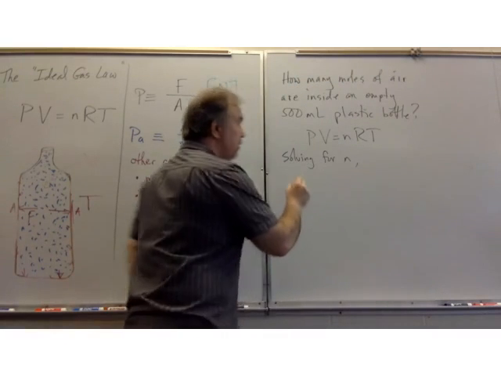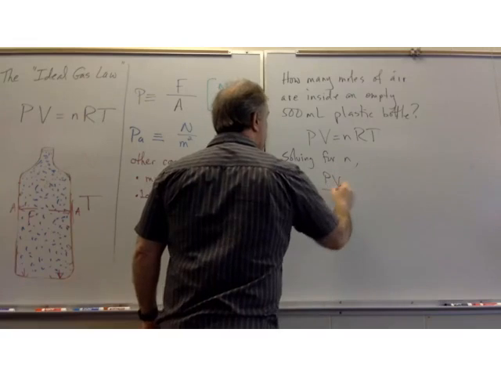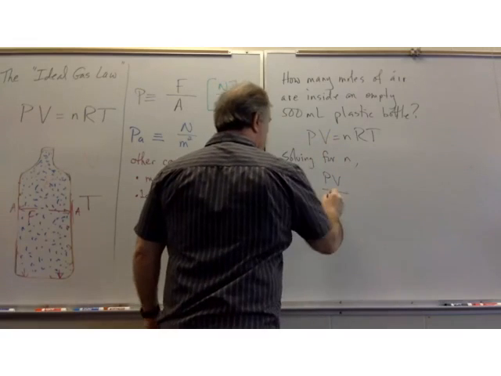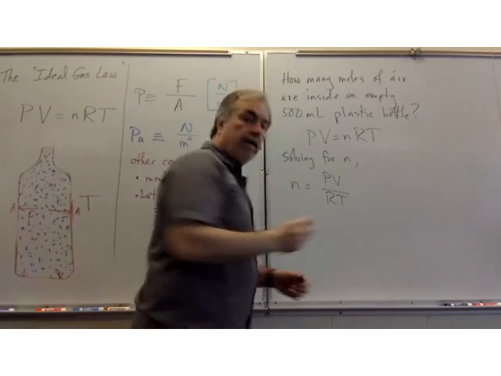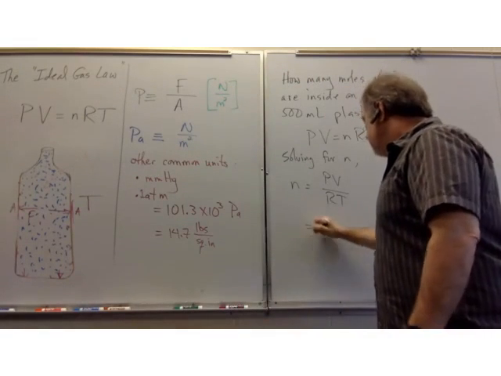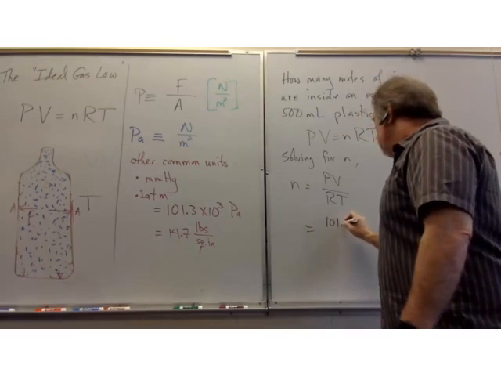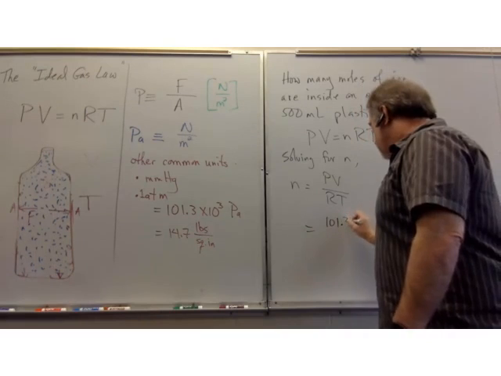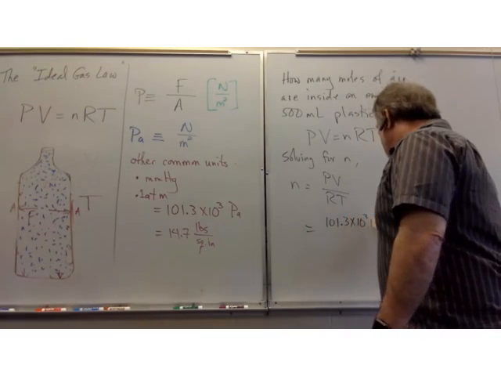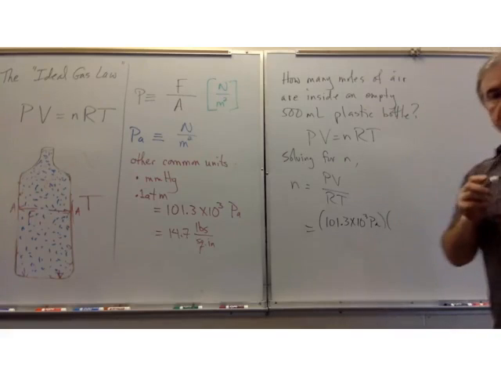So n is equal to PV divided by RT. Okay, let's see. The pressure is, we just plug in numbers, 101.3 times 10 to the third pascals. That's the pressure. The volume is, whoops, okay, we better be careful here.